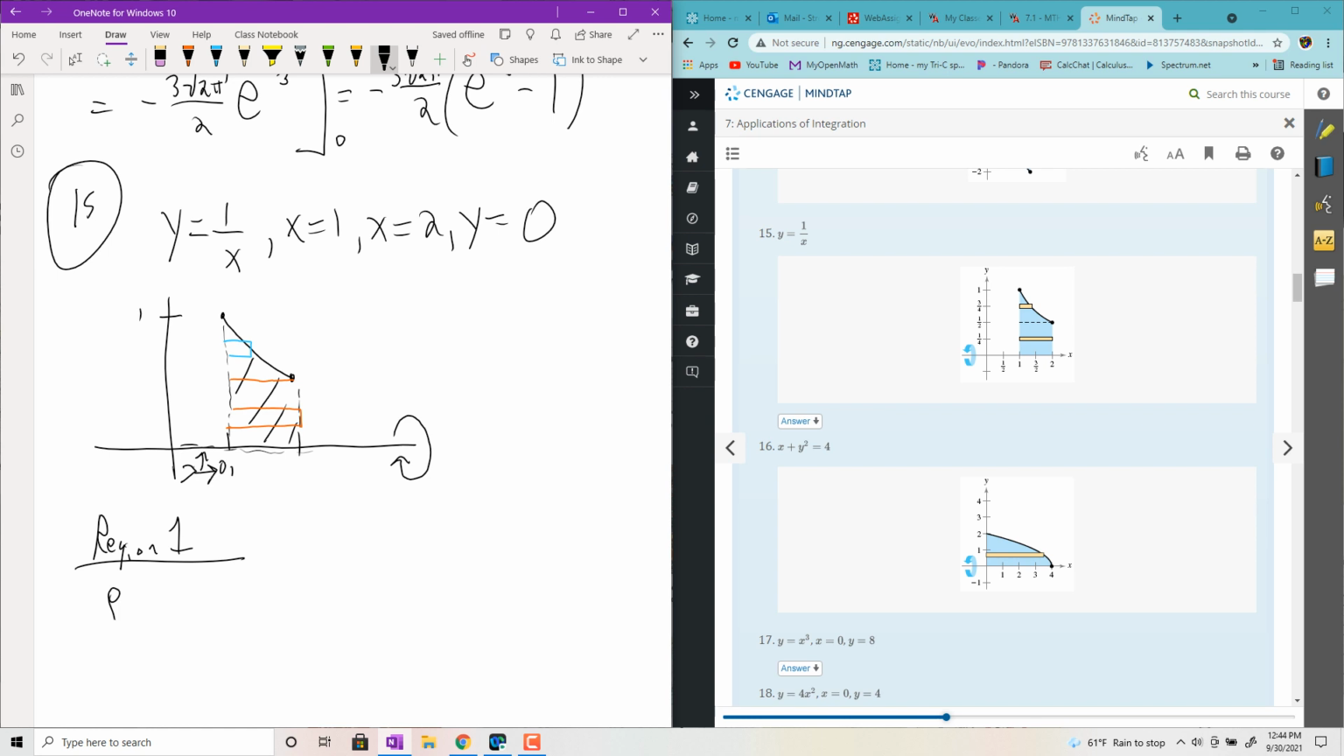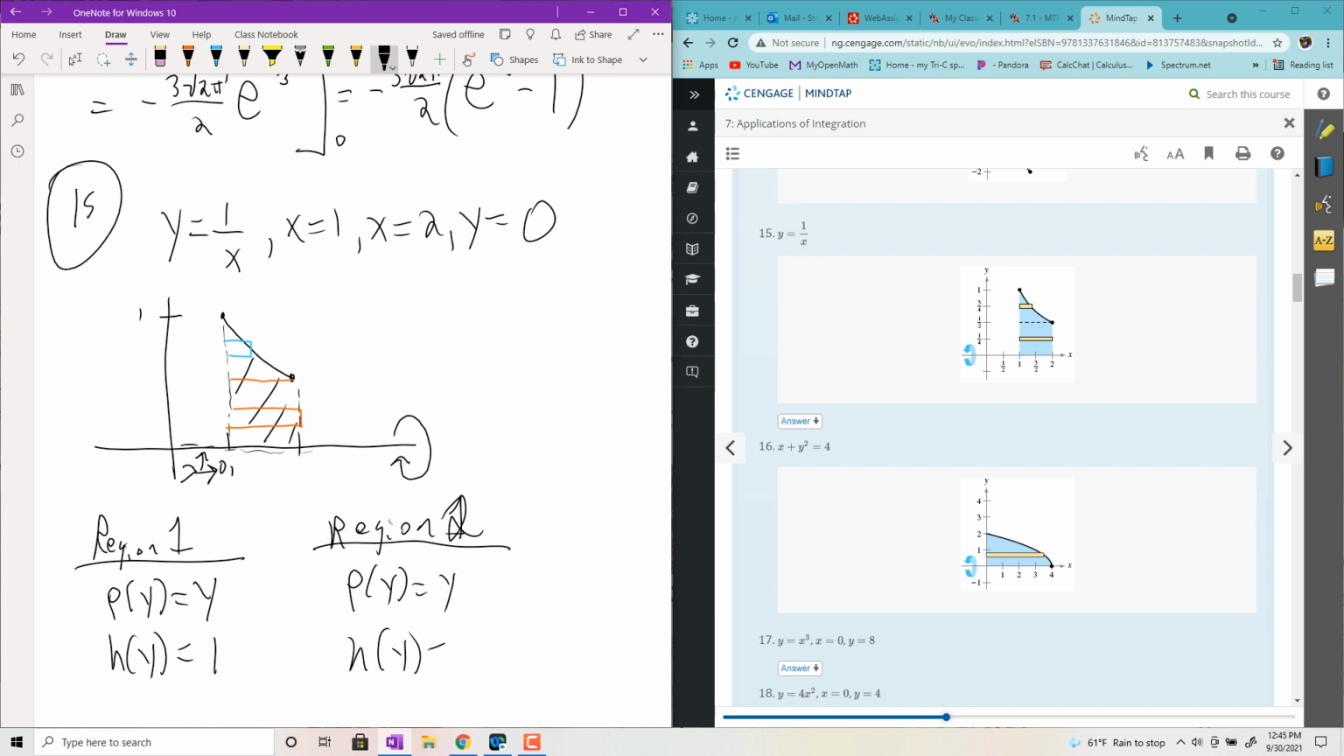So from 0 to 1/2, the radius function, because we're in terms of y, is just going to be y. The height function for that rectangle is always going to be 2 minus 1, which is 1. When we get in region 2, that height function becomes variable, so we'll have to rewrite that as something else. But the radius function will still be y.